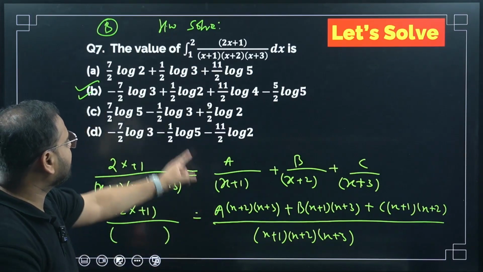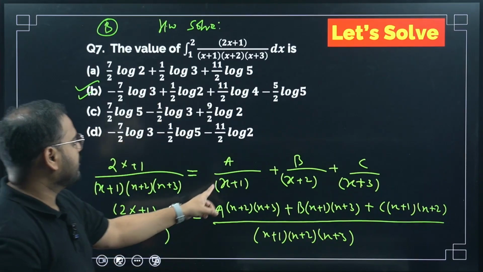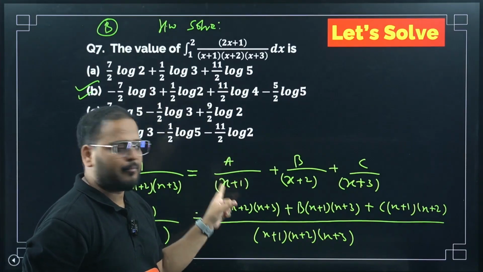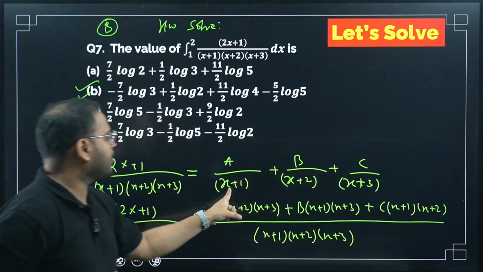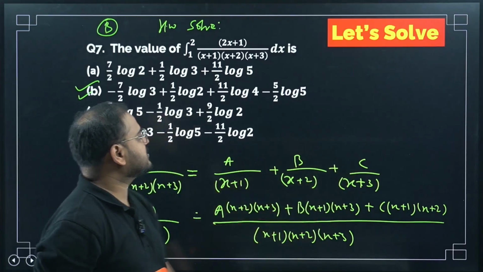It will become what? Logs, no? It will become simple logs. Check here. Once you get the coefficient A, it will be a number. B also will be a number. C also will be a number. You will get log of x plus 1, log of x plus 2, log of x plus 3.